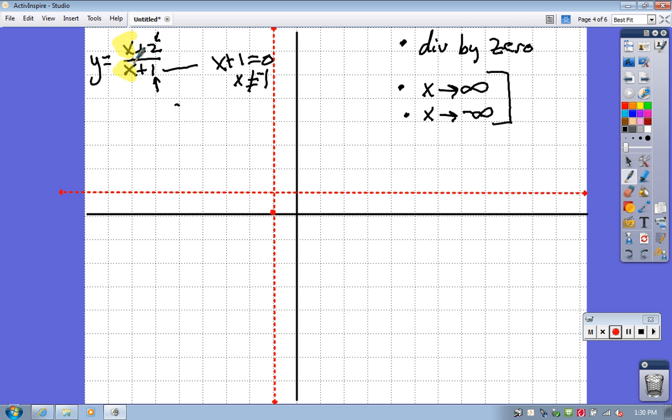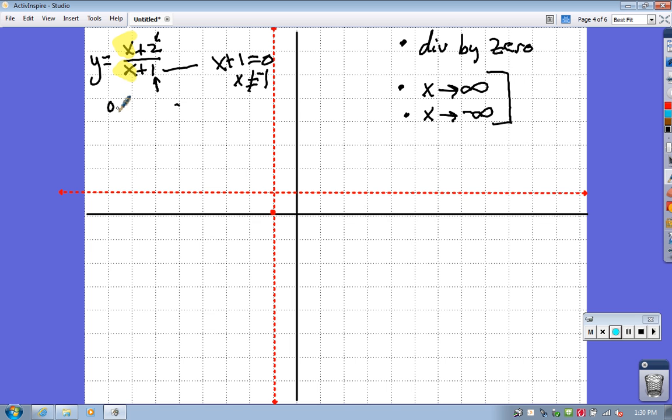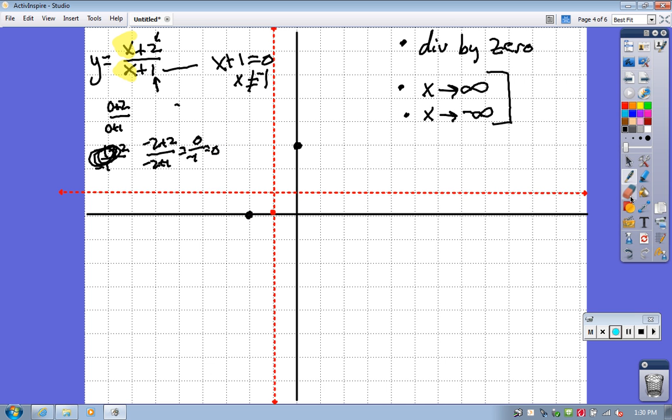So let's see what happens when x is 0. 0 plus 2 over 0 plus 1 is 2. When x is 0, this is 2. When x is negative 1, no, I'm just doing 1 to the left, 1 to the right of that asymptote. When it's negative 1, I have negative 1 plus 2 over, it can't be negative 1. Whoops, when it's negative 2. Negative 2 plus 2 over negative 2 plus 1. That's 0 over negative 1, which is 0. So when x is negative 2, y is 0. The graph is going to go through those 2 points.